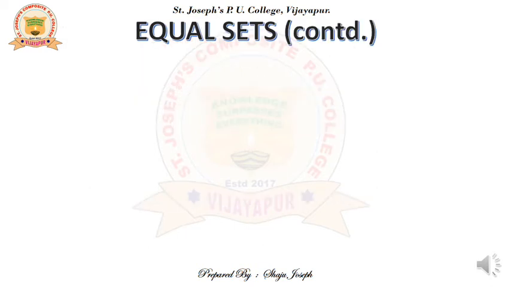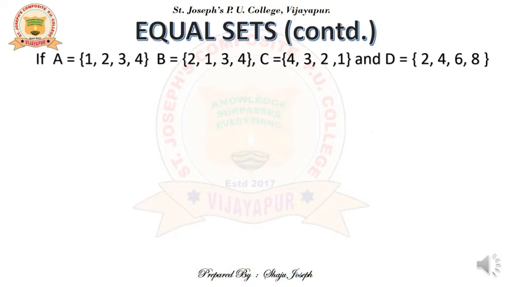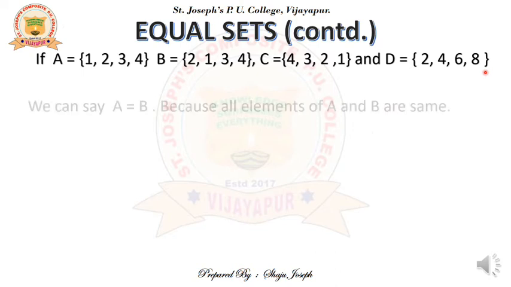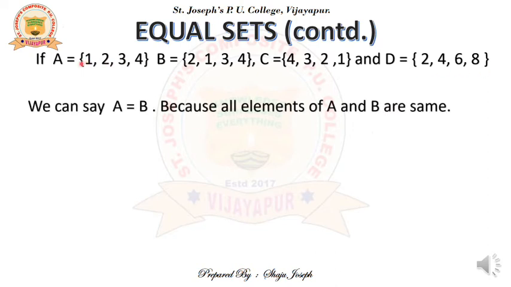Let's continue with a few more examples. Here we go. A contains 1, 2, 3, 4. B contains 2, 1, 3, 4. C contains 4, 3, 2, 1. And D contains 2, 4, 6, 8. In this case, we can say A and B are equal because the same elements are there. Only the order is different, so they both are the same.